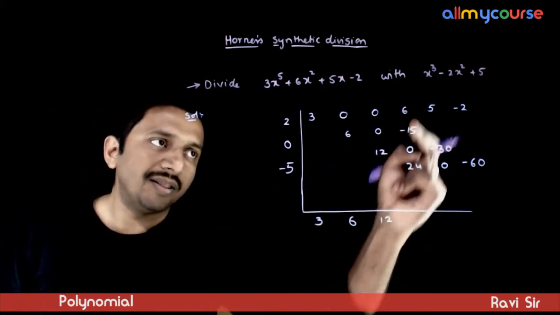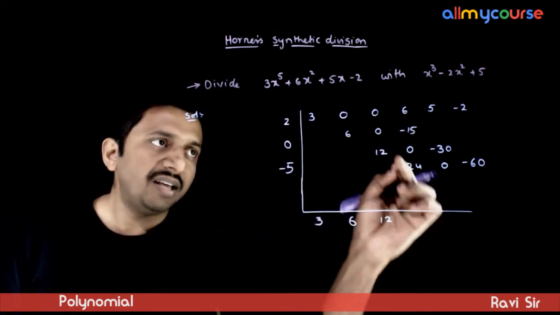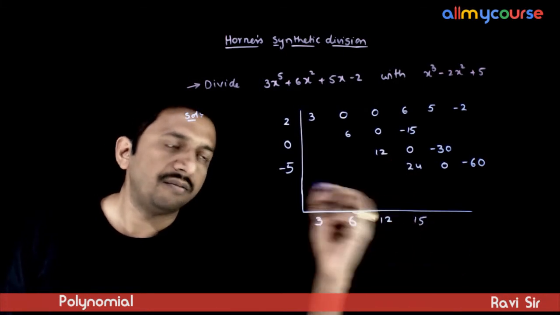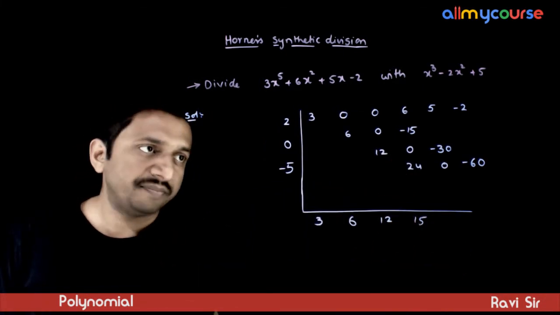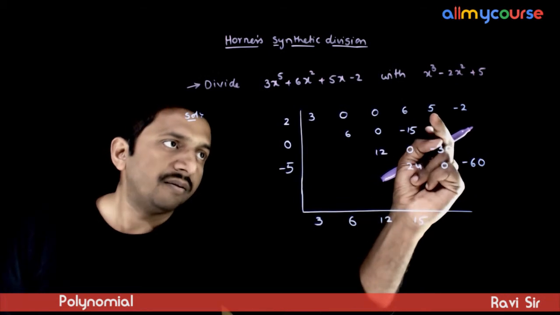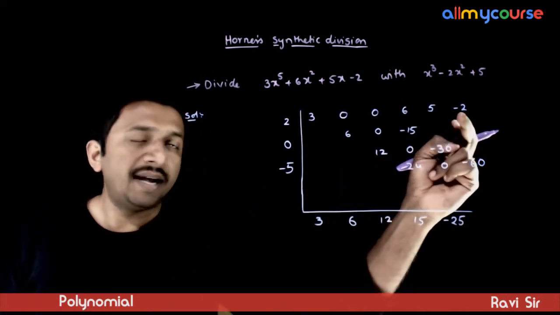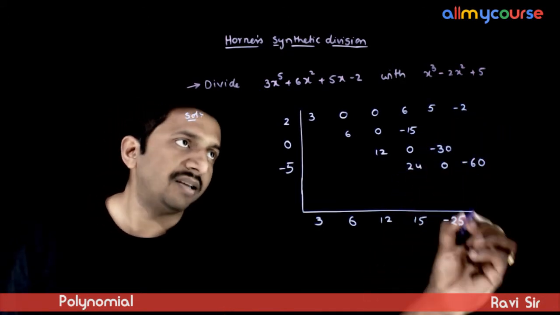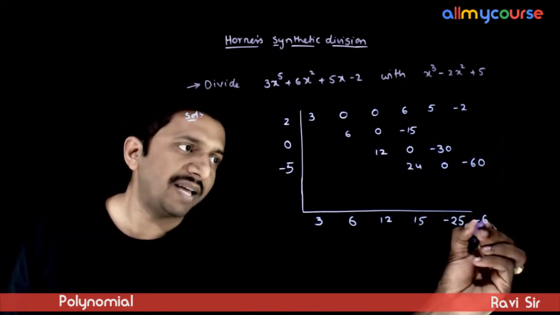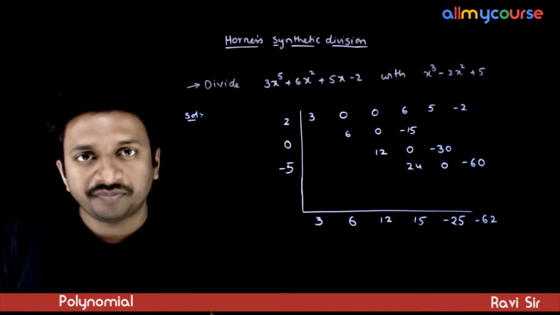Now add all this. 24 plus 6 is 30, minus 15 is 15. Next, 5 minus 30 is minus 25, and minus 2 minus 60 is minus 62.